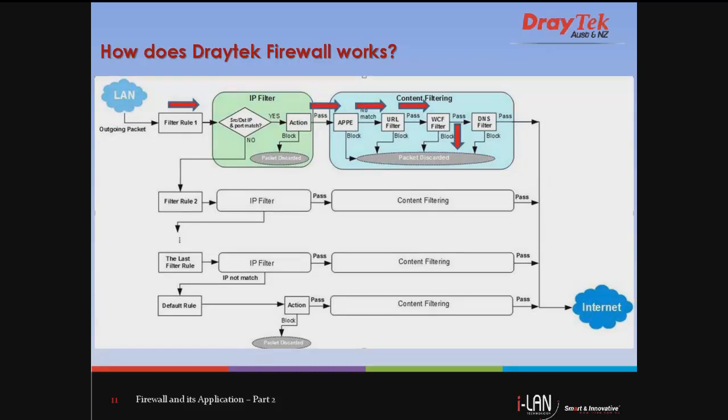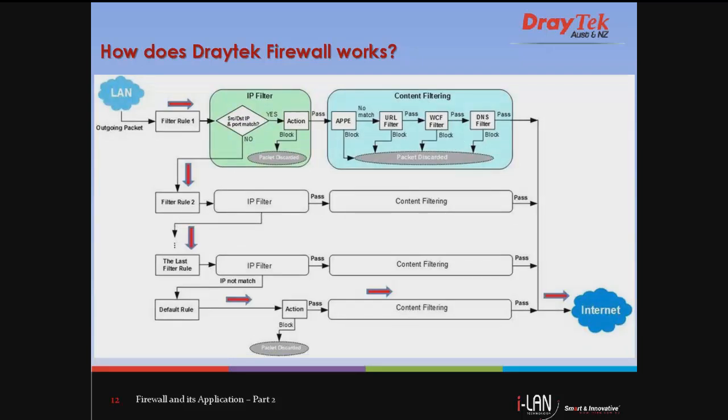In this second scenario, the packet again matches the IP filter, and then the firewall's decision is to pass the packet. It will now proceed to content filters. It matches the WCF filter, and the firewall's action is to block the packet, so the packet is discarded.